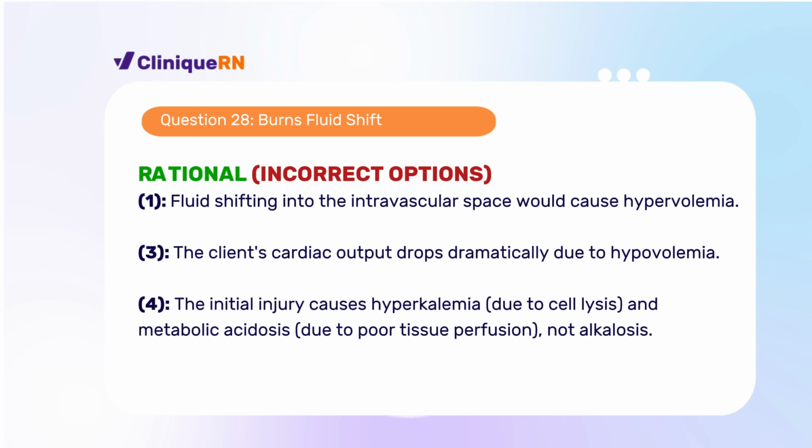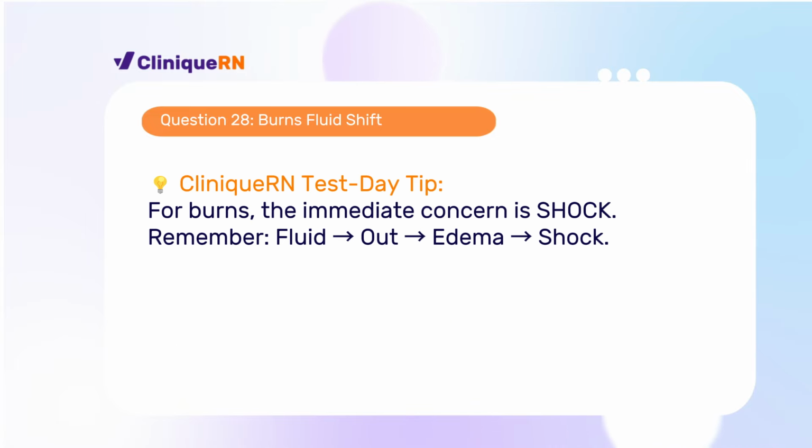Incorrect options. 1. Fluid shifting into the intravascular space would cause hypervolemia. 3. The client's cardiac output drops dramatically due to hypovolemia. 4. The initial injury causes hyperkalemia due to cell lysis and metabolic acidosis due to poor tissue perfusion, not alkalosis. Clinique RN test tip: For burns, the immediate concern is shock. Remember, fluid out to edema and finally shock.